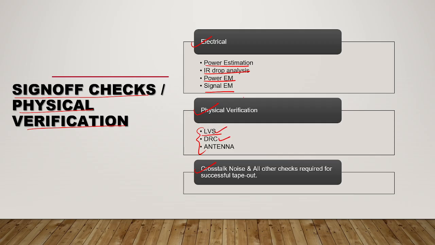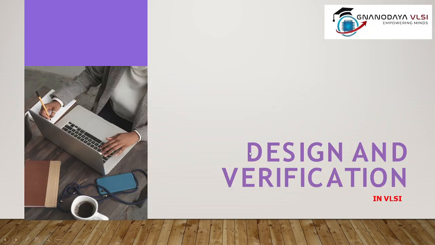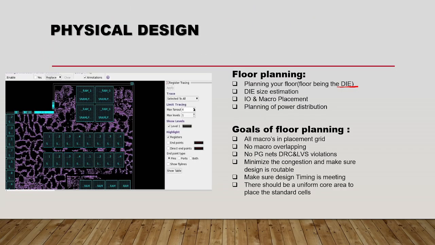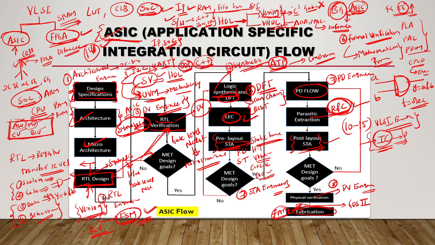Design rule checks means checking whether some area and width are matching or not. Those are nothing but design rule checks, antenna checks also, and crosstalk. All those things you are going to study in the sign-off checks. Is this fine? Any doubts or queries in this? I'm just giving an idea about this physical design flow and all those things.